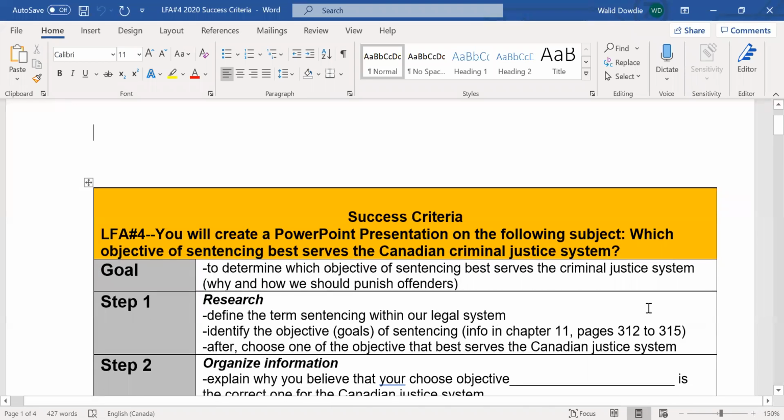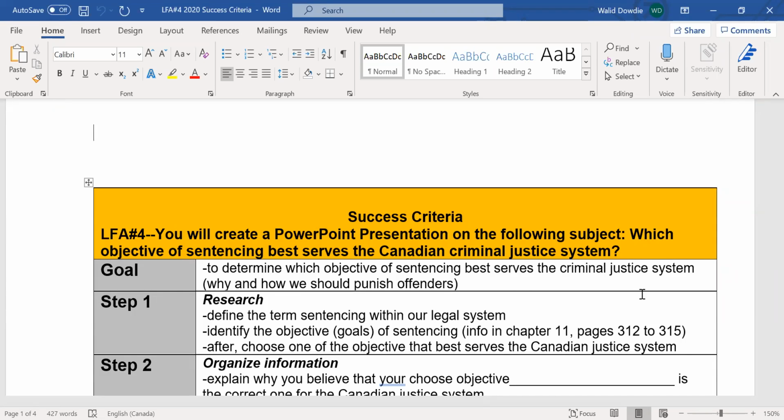So the goal is to determine which objective of sentencing best serves the criminal justice system. How and why should we punish offenders? Right, that's the goal. Step 1 is the research. Define the term sentencing within our legal system. Identify the objective goals of sentencing. It's in chapter 11, pages 320, 312, 315.